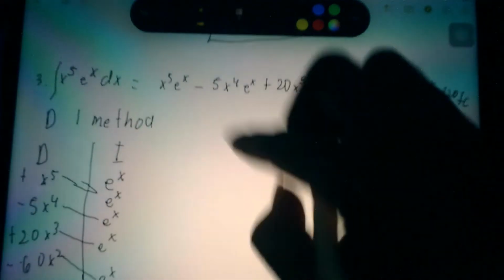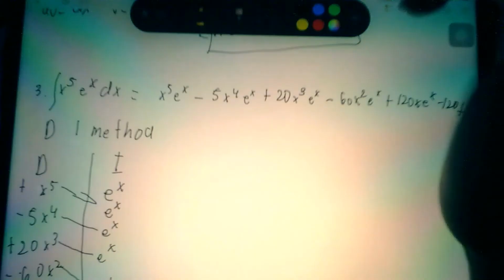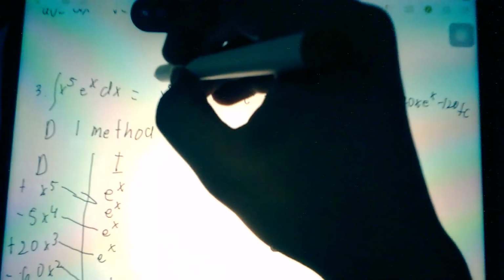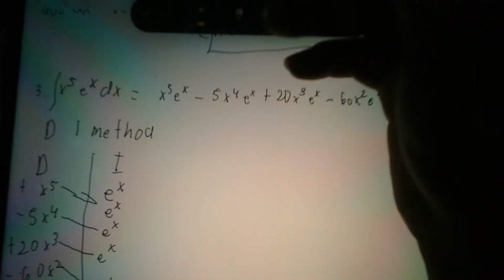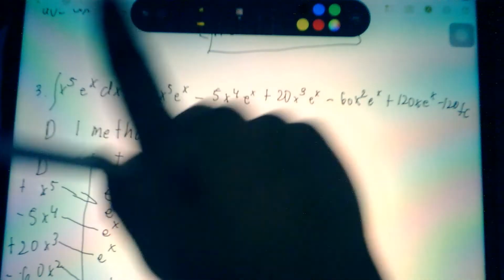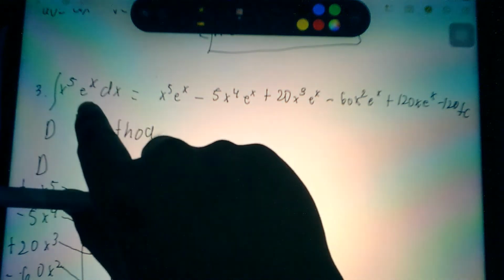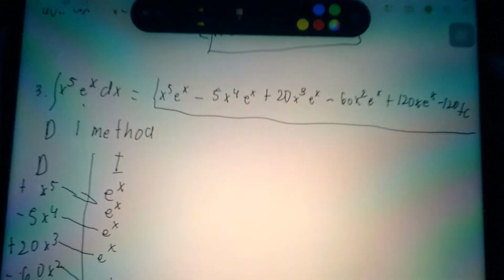So for this type of problem or equation, we use the DI method. The DI method is only used when our u is in algebraic form, and our dv here is just exponential or algebraic or logarithmic. Now this is our answer for problem number 3.